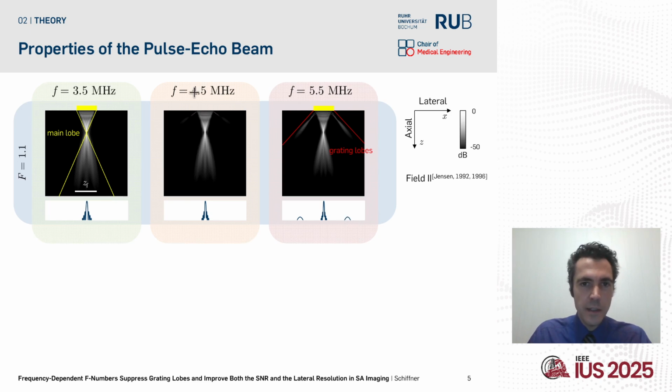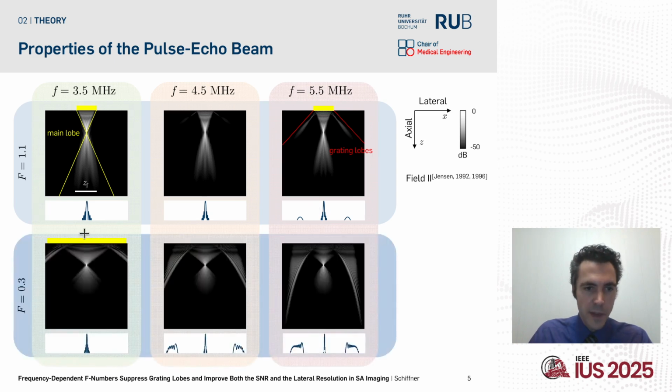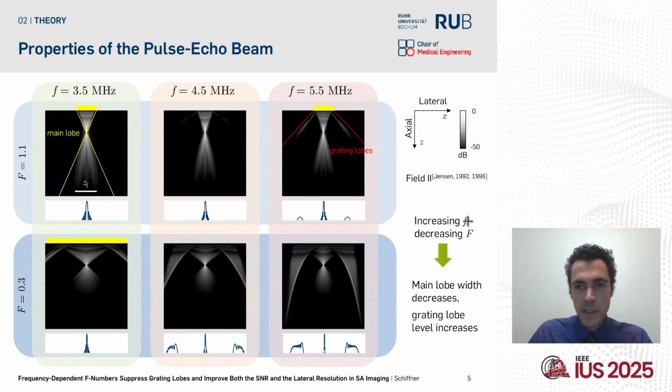As the frequency increases, the width of the focal point decreases and the grating lobe amplitudes increase. The same effect can be observed when the F-number decreases. So increasing the frequency or decreasing the F-number decreases the width of the main lobe and increases the grating lobe level.